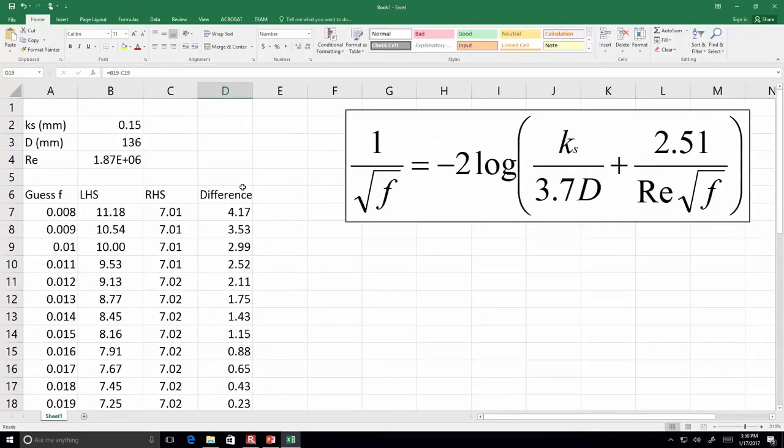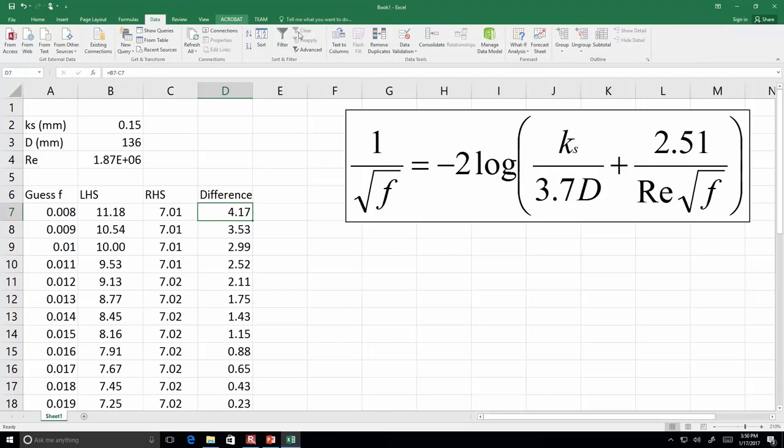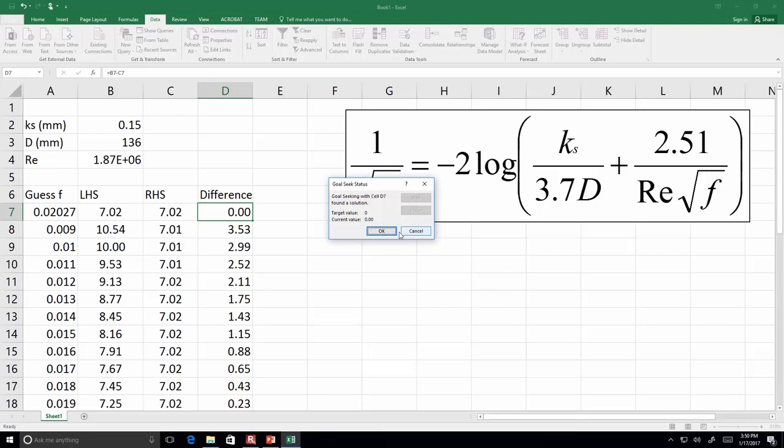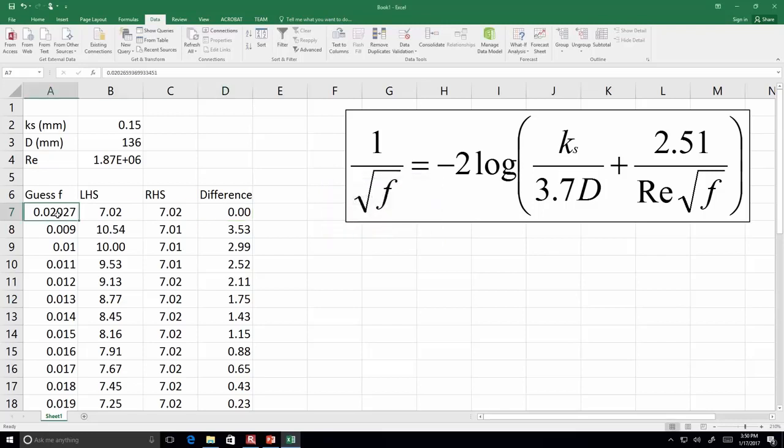And of course, students of Excel know that you can do the goal seek. So it's here: data, what-if analysis, goal seek, and our objective here is to make the difference equal to 0 by changing the guess value of f. So it will iterate that guess value of f many times until it finds the 0 difference. And so now we've converged on the correct f value according to the Colebrook equation.